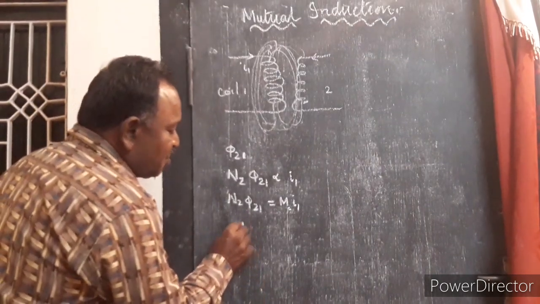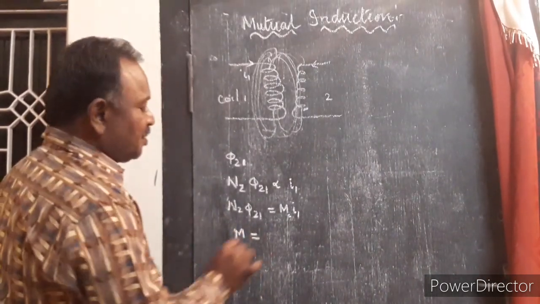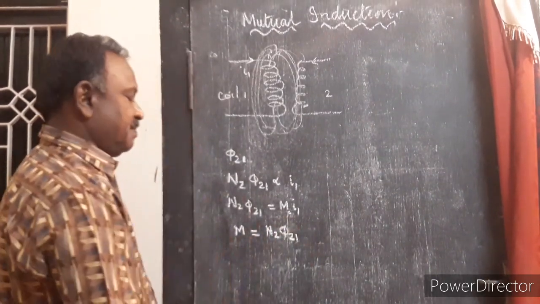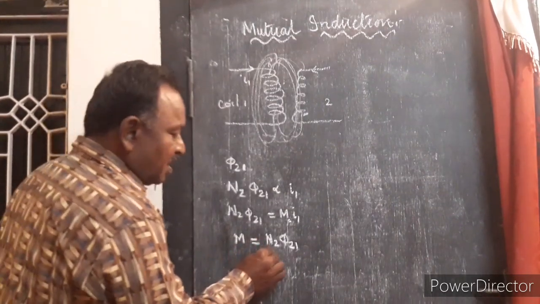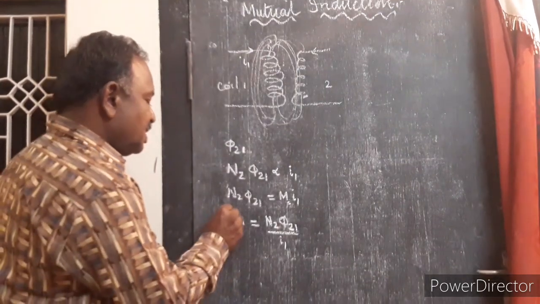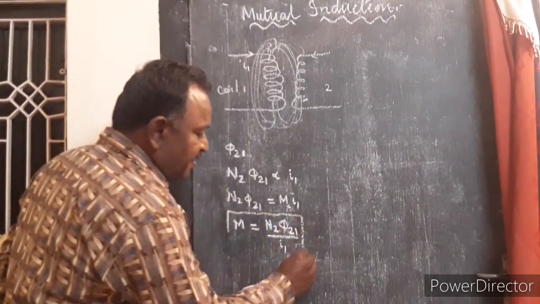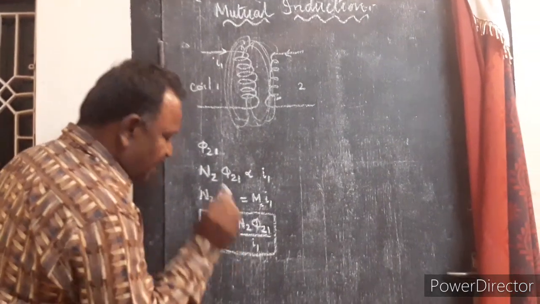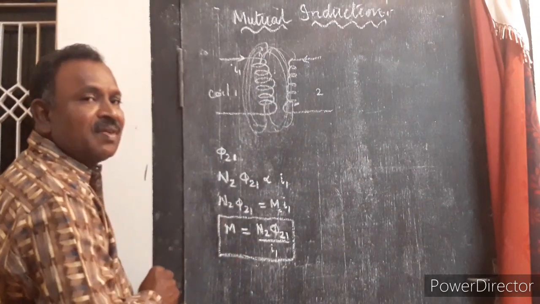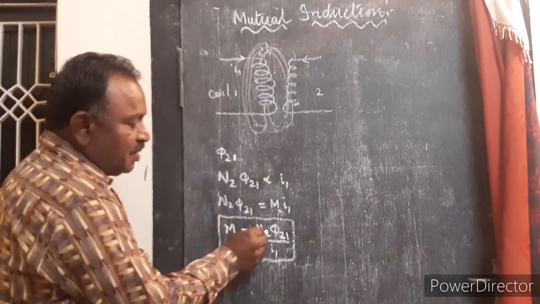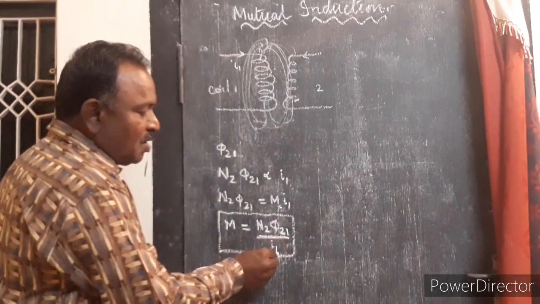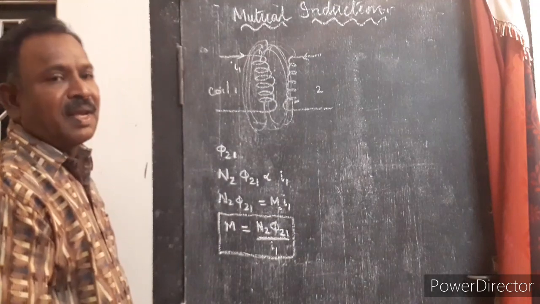This constant of proportionality M is called the coefficient of mutual induction. So the coefficient of mutual induction is equal to the ratio of the flux linkage in one coil to the current through the neighboring coil. This explains the definition of mutual induction. Mutual inductance of a given pair of coils is equal to the ratio of flux linkage in one coil to the current through the neighboring coil.